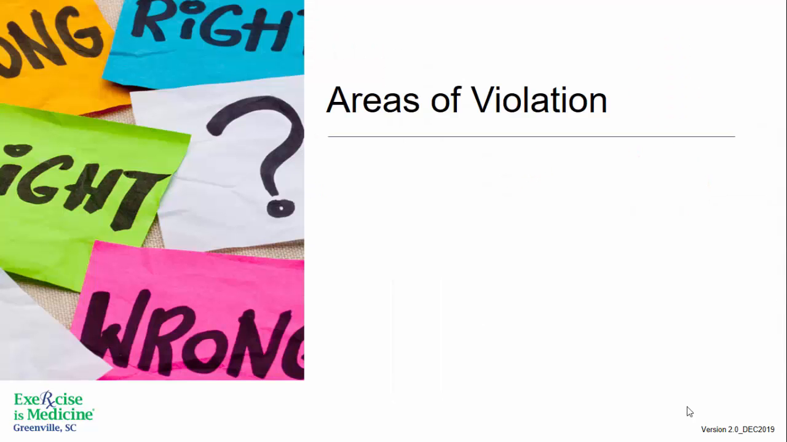So what are the most common areas of boundary violation? They start with breaking confidentiality. Disclosing any information about patients is a violation. This includes disclosing information about one patient to another patient in the class.